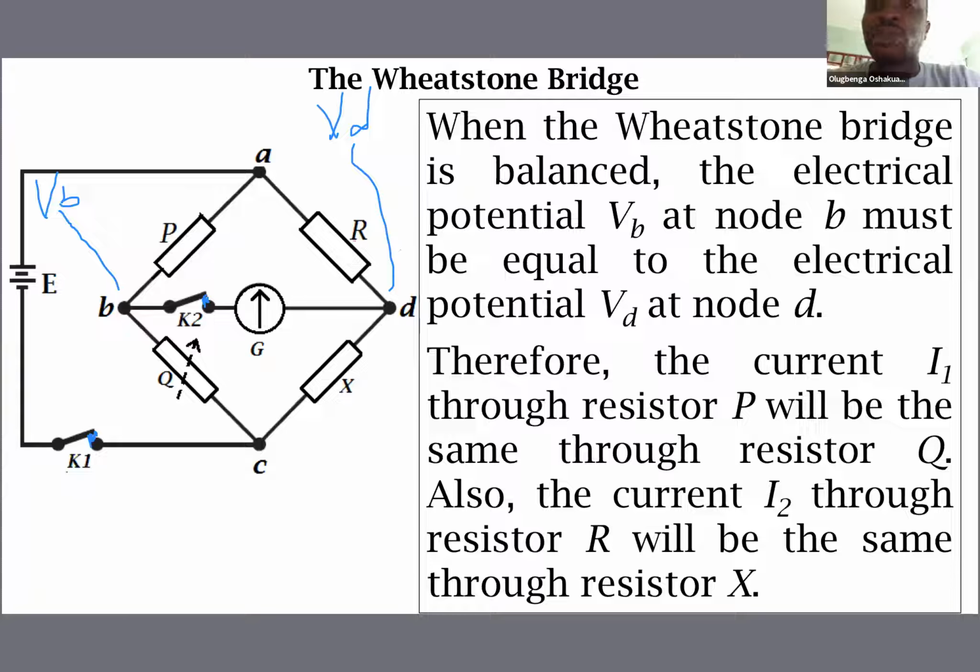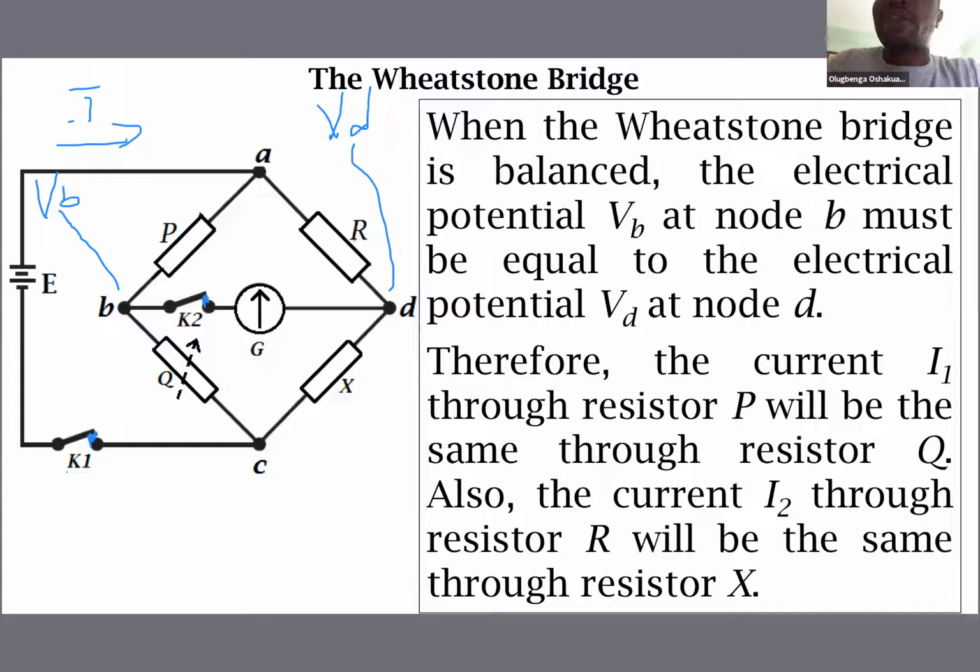In that case, when there is no current flow from B to D, it means that all the current that flows through P will flow through Q, while all the current that flows through R will flow through X. So from Kirchhoff's law, Kirchhoff's current law to be precise, we can call the current that flows out of the battery to be I.